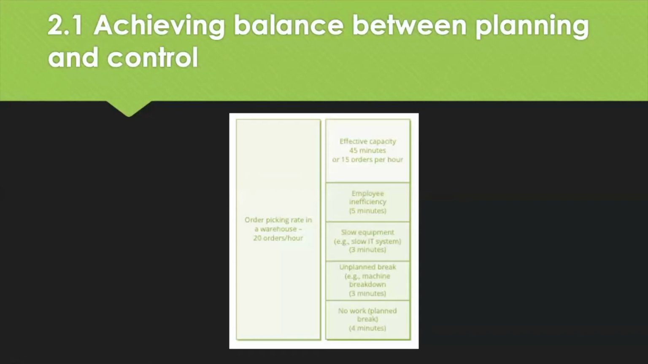So what this is showing you here is various losses that a warehouse operation can face. So you can see effective capacity 45 minutes or 15 minutes per hour. You can get inefficiency of 5 minutes, slow equipment, unplanned breaks, or no work. So it just shows you where those losses can occur.